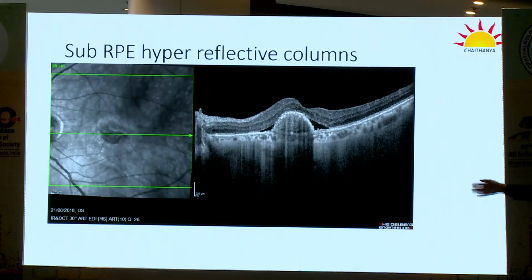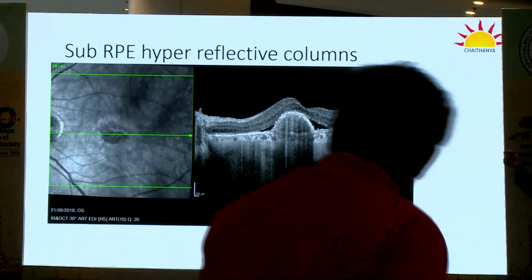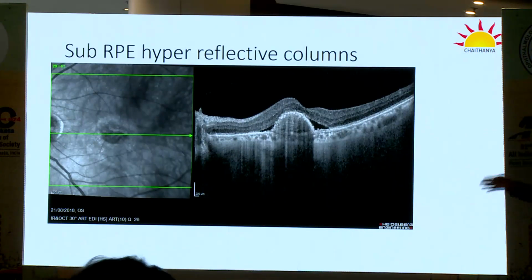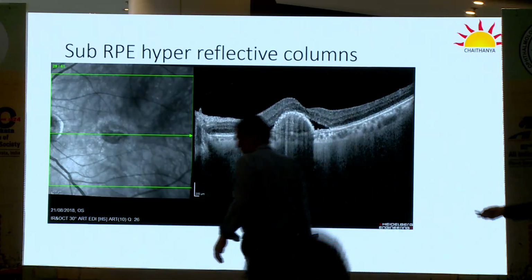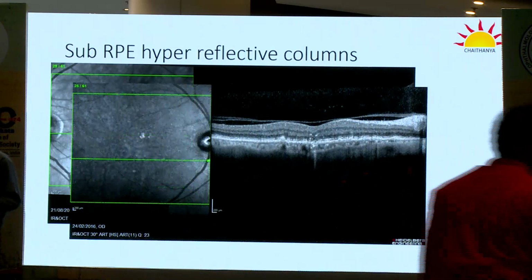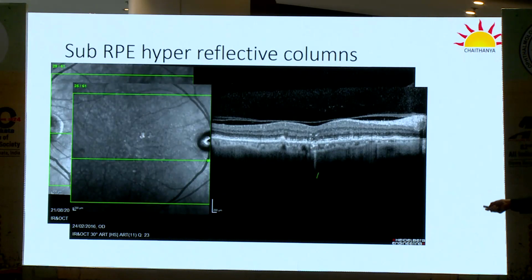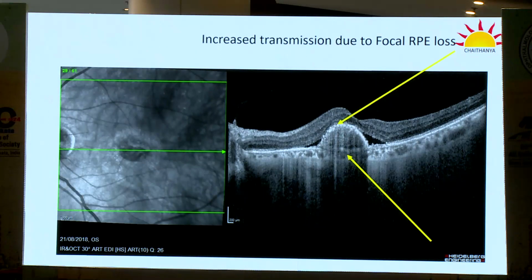You see those lines. Can I have a pointer, please? Pointer. You see these lines, vertical lines. Those are transmission lines of the OCT light going downwards, and that is an indication of imminent atrophy happening. Thank you. You see these lines happening. So here, again, it's called a transmission tail. Where there is RPE atrophy, you see this happening over here.